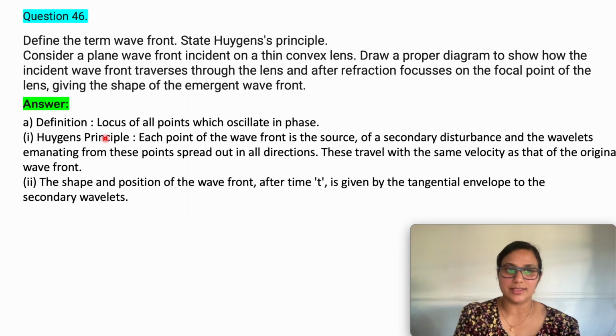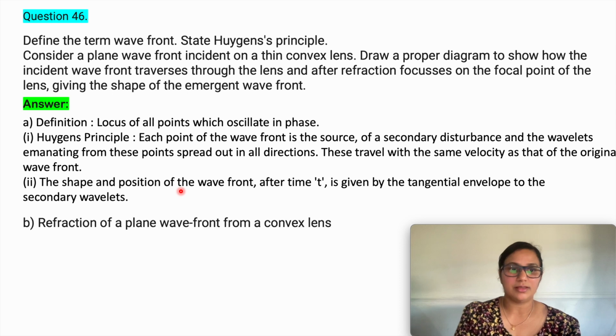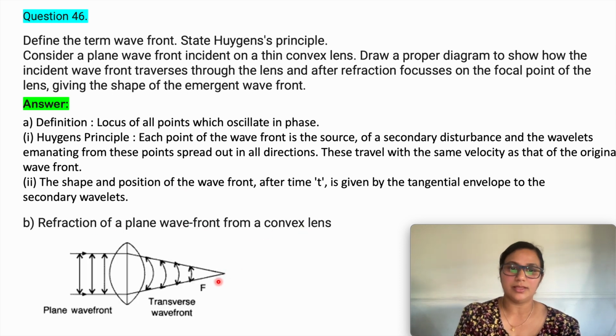So here the answer is, definition is locus of all points which oscillate in phase. And Huygens principle, these are the two statements. And refraction of a plane wavefront from a convex lens is given by this diagram. So these are the plane wavefront, convex lens, and these are the spherical traversed wavefront.